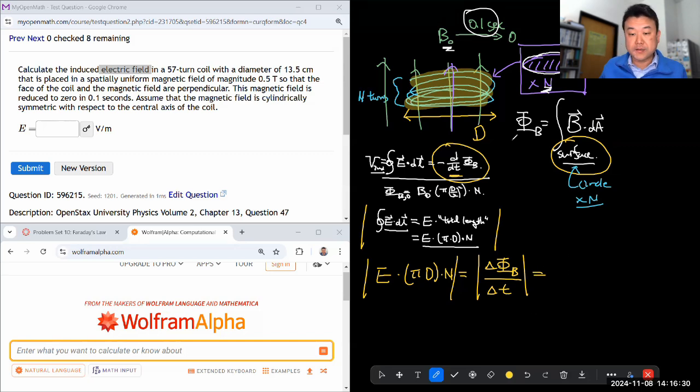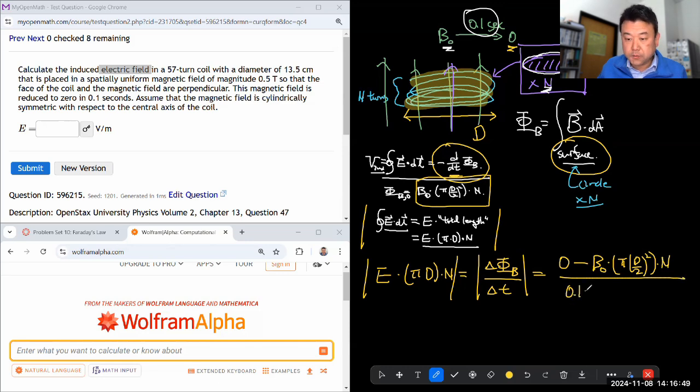The change of magnetic flux is the final flux, which will be 0, minus the expression for flux that we have here: B naught times pi d over 2 squared times n, divided by the amount of time, 0.1 second, minus 0. Since it's an absolute value, I don't really care about the sign. With the two minus signs it would have come out positive, but I don't think we have to deal with that.